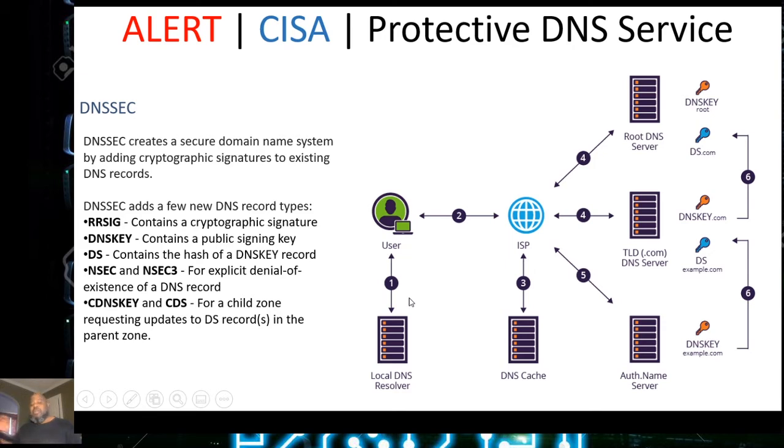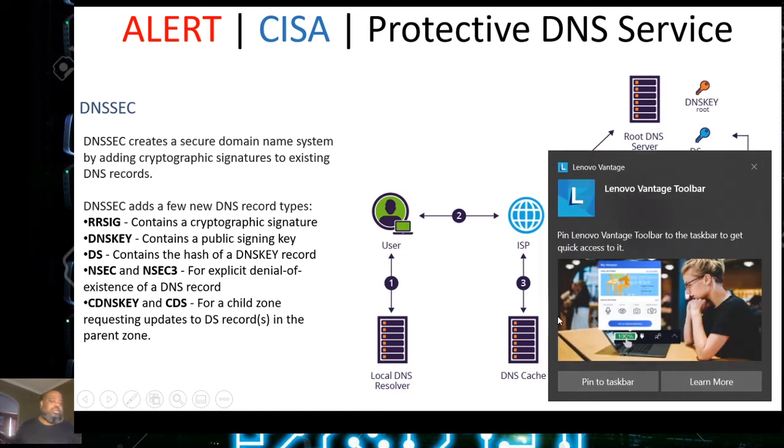We're going to talk about a couple of record types at a high level, but we're not going to drill down into detail. Basically, that's actually HTTPS. When you see the lock on certain websites, DNSSEC is doing that for the DNS server. RRSIG contains a cryptographic signature. DNSKEY contains a public signing key. DS contains a hash of the DNS key. NSEC3 is for authenticated denial of existence for a record. And CDNSKEY or CDS is for a child zone requesting an update to a DS record in the parent zone. So this basically just makes sure.